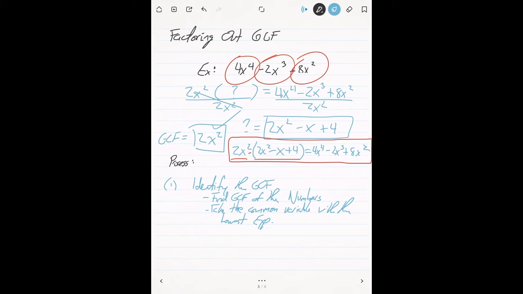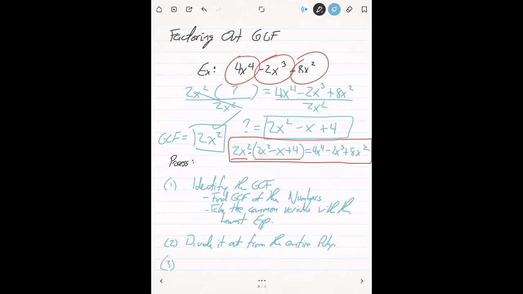Okay? Once we had that GCF, we divided it out from the entire polynomial. We took that GCF, and we divided it out from everything. You could also say we factored it out from everything. The idea of factoring is the same as dividing out, okay? So from each of those quantities, we divided it all by 2x squared.